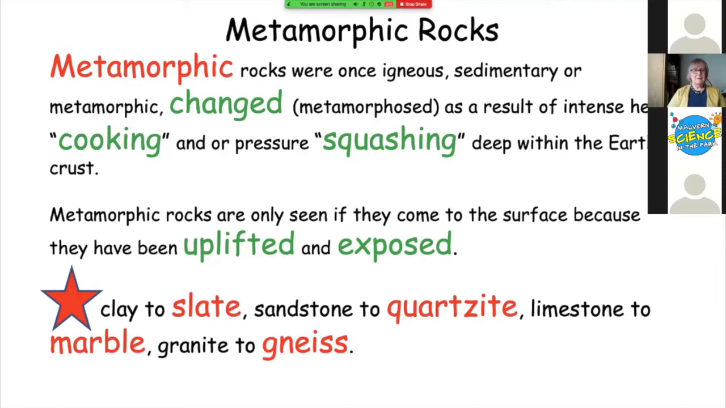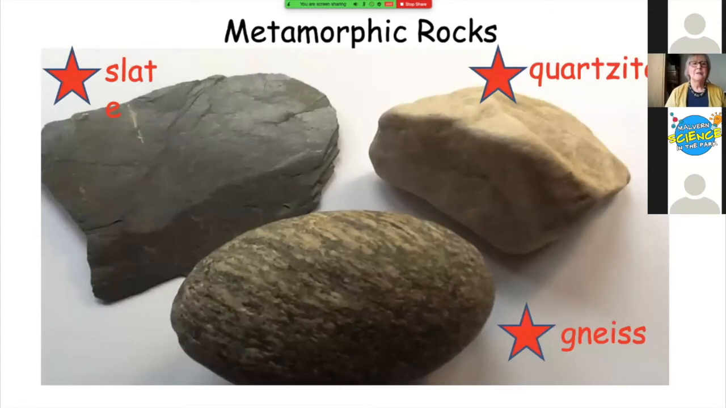So types of metamorphic rocks, well, we've got clay, which is sedimentary, changed to slate. Sandstone, which is changed to a quartzite. Limestones get changed to marble, and granites get changed to a rock called gneiss. And here we've got some examples. There's slate on the left-hand side, it is slate, it's not slat-e, sorry. And it's got very, very fine layers within that slate. Obviously it's used for roofing tiles because it is extremely waterproof.